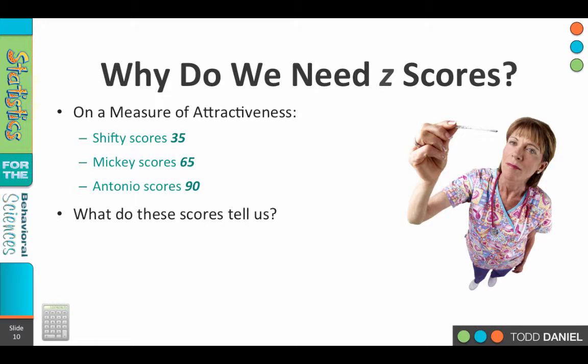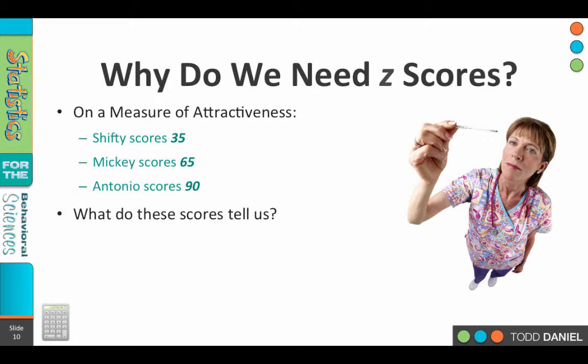Maybe if we had the range for this test, if we knew that this test ran from 1 to 100, now those raw scores start to make a little more sense. If the scores ranged from, let's say, 25 to 150, the scores still make more sense, and we can understand that Antonio, instead of being 90 out of 100, now he's 90 out of 150. So his scores mean a little different when we know the range.